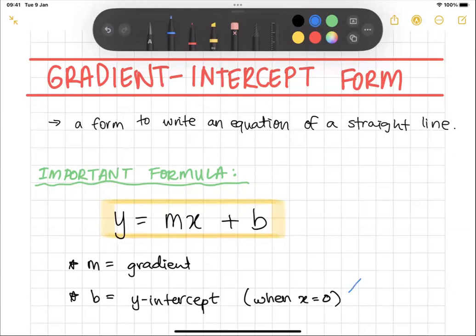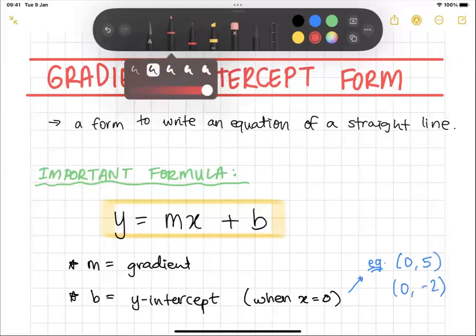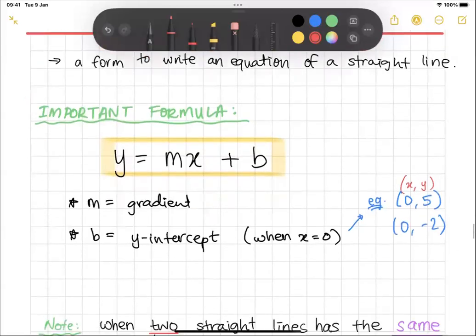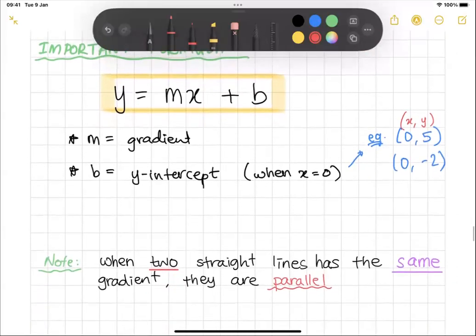Now, if I had to look at it as a coordinate, an example of this would be (0, 0). X will always be 0, and your y would be any term, such as 5. Another one could be (0, -2). Okay. Your coordinates always consist of an x value, a comma, and a y value in brackets. All right. One thing I would like to preface and note is that when two straight lines have the same gradient, they are parallel.